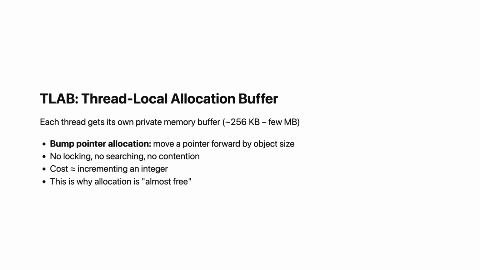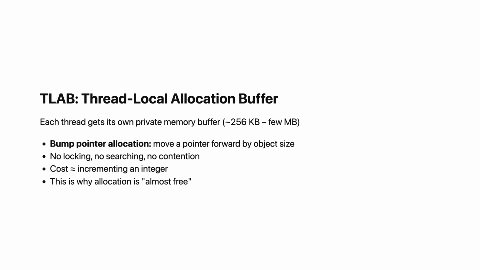The pointer has reached the end of the buffer. Now the runtime has a decision to make. Usually it just asks the heap for a new TLAB. The thread gets a fresh chunk of memory and continues with bump pointer allocation as before. But if the heap itself is running low on space, the runtime triggers a minor garbage collection. This cleans up short-lived objects in the young generation, which frees up memory to carve out new TLABs.